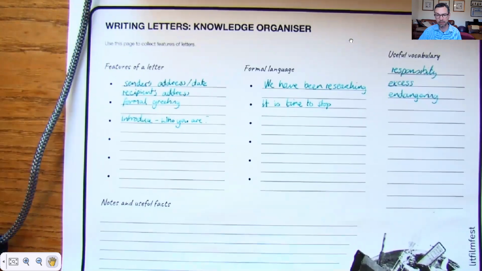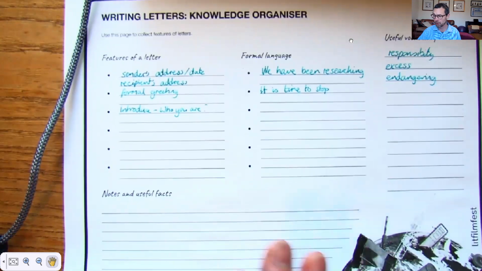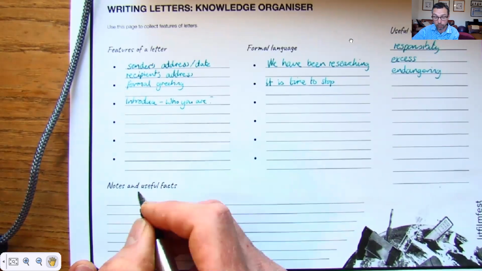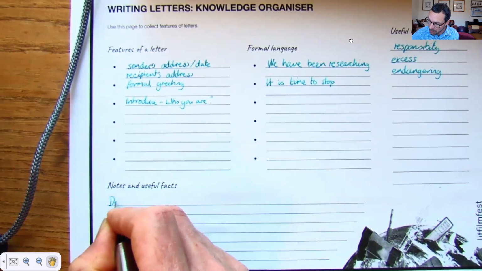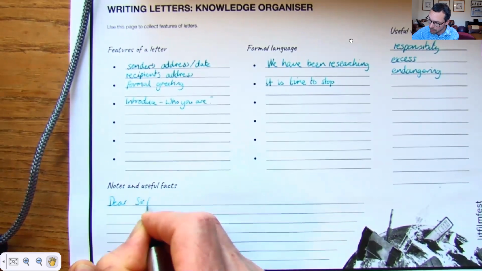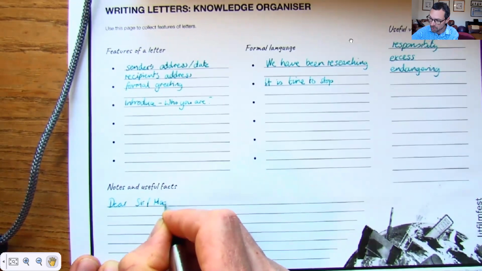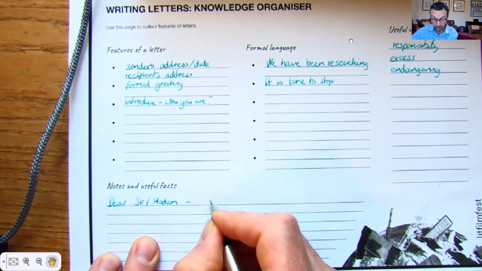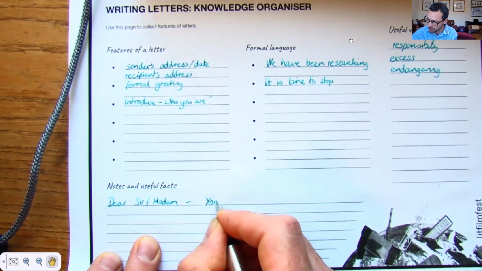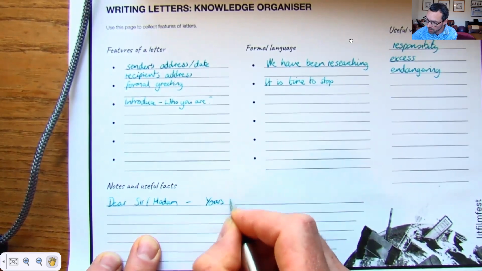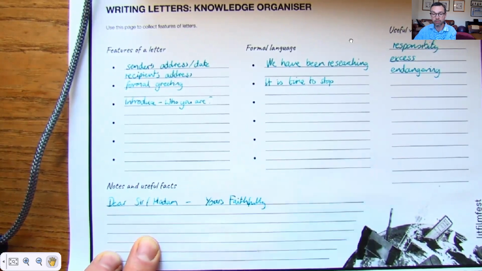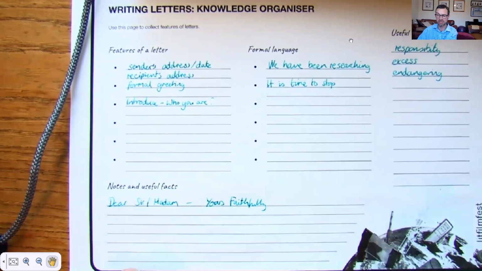And then if there's anything within that letter that you think might be useful, notes and useful facts. So for instance, we could put our formal greeting here. So if we're doing dear sir or madam, so this is one where we don't know who we're writing to, then our ending should be, yeah, yours faithfully. Or you might want to put their name and end it with yours sincerely.